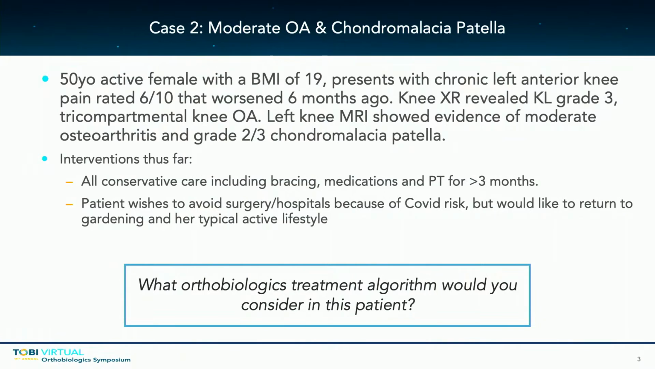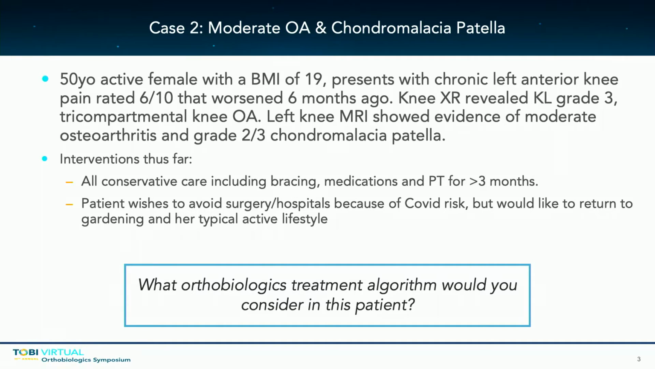So I'll just repeat the case one more time just to make sure that you're up to date. We have a 50-year-old active female who presents with chronic left anterior knee pain rated 6 out of 10 that worsened 6 months ago. Knee x-ray showed grade 3 tricompartmental osteoarthritis, and the left MRI showed evidence of moderate OA and grade 2-3 chondromalacia patella. So Dr. Bowen, why don't you go ahead and give us some of your comments on your orthobiologics approach with this patient?